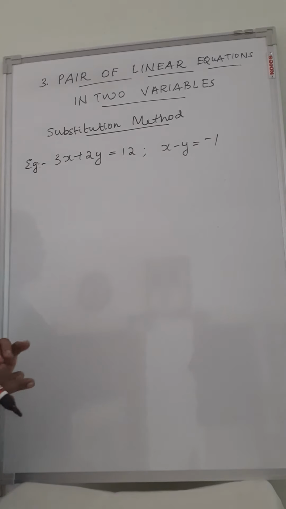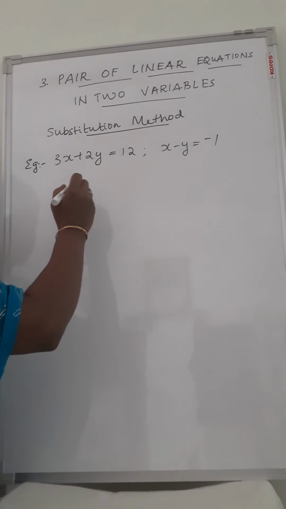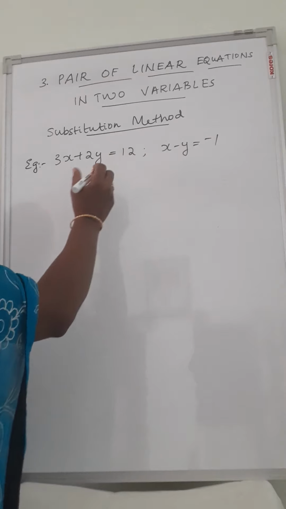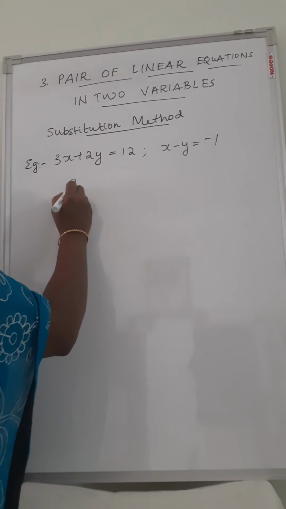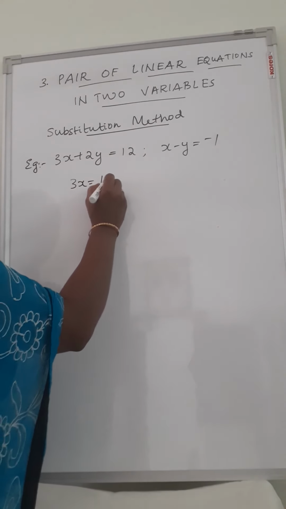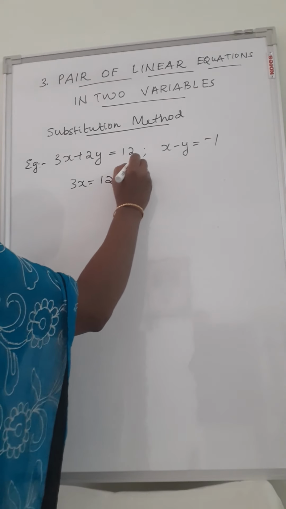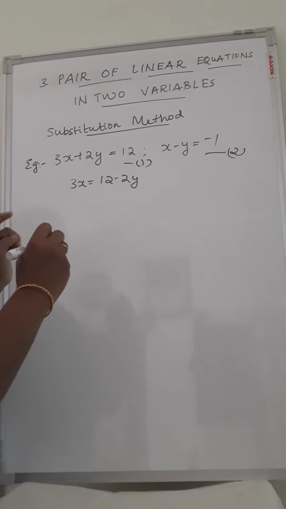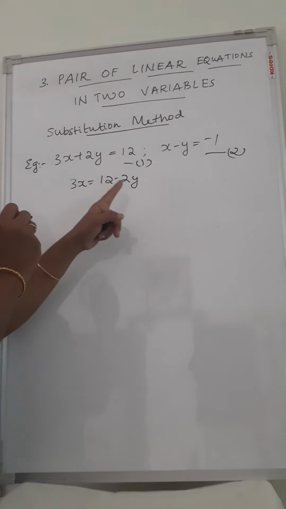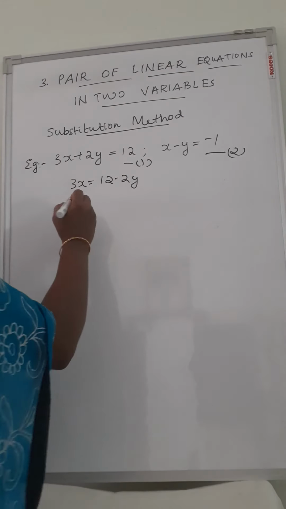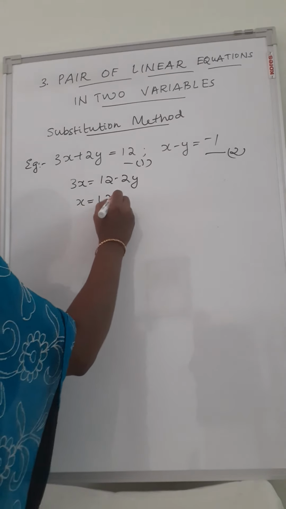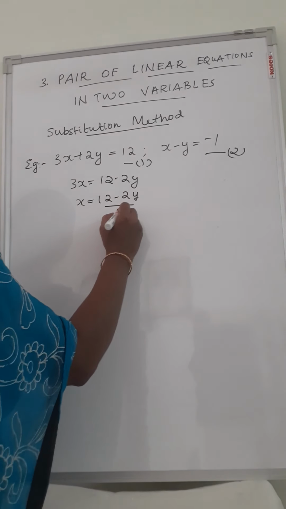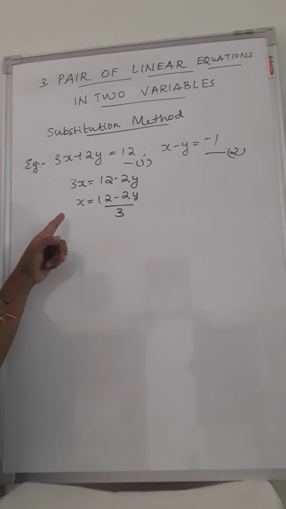Okay, pay attention while doing this. First equation is 3x plus 2y is equal to 12. Then 3x is equal to 12 minus 2y. This is equation number 1 and this is equation number 2. Okay, 3x is equal to 12 minus 2y, so x is equal to (12 minus 2y) divided by 3. That is the value of x.